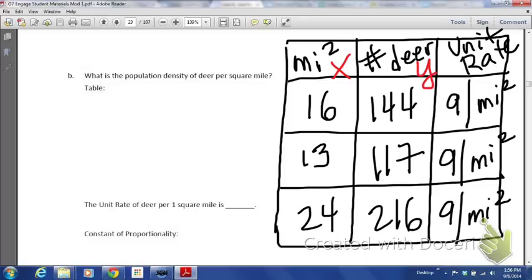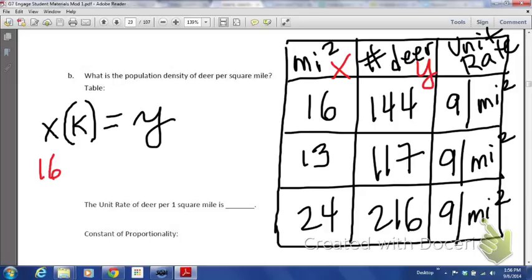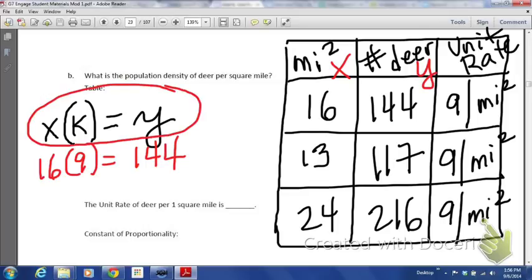Let's look at our x. So we have our x, times our k, which is our constant of proportionality, is going to be equal to our y. If we do that over here, we can see that our x for the first column is 16. 16 times 9 equals 144. So this right here is what we're working with: x times k, or k times x, is going to equal our y.